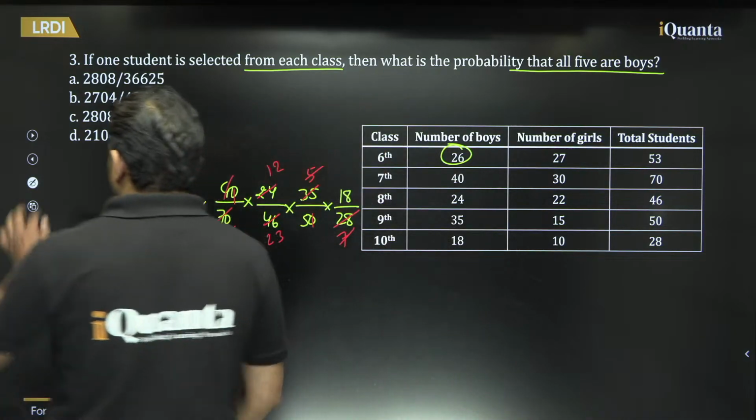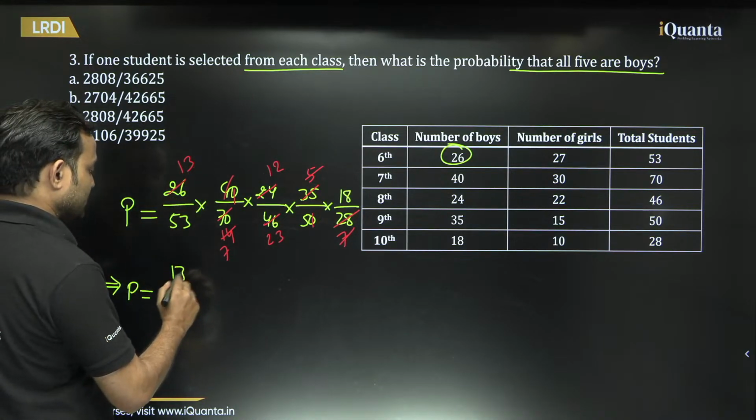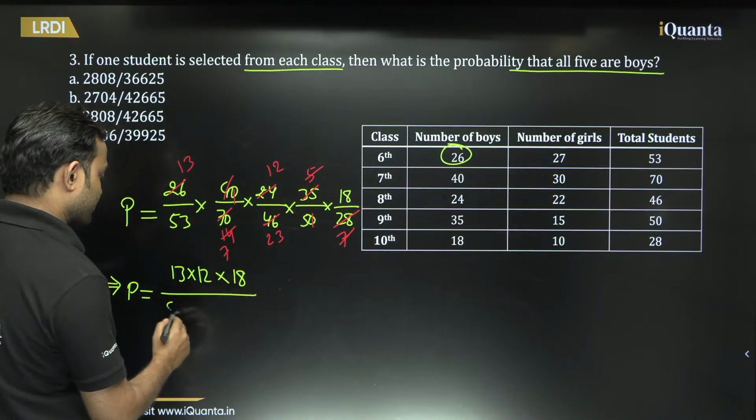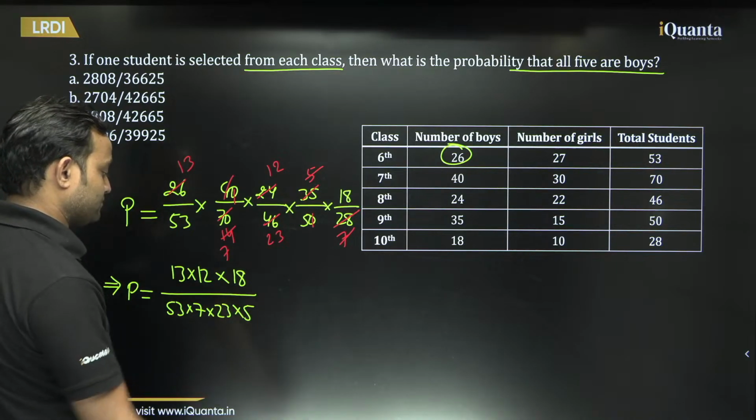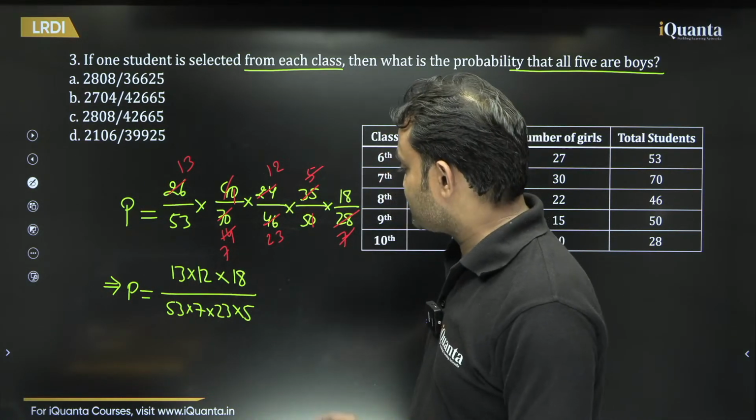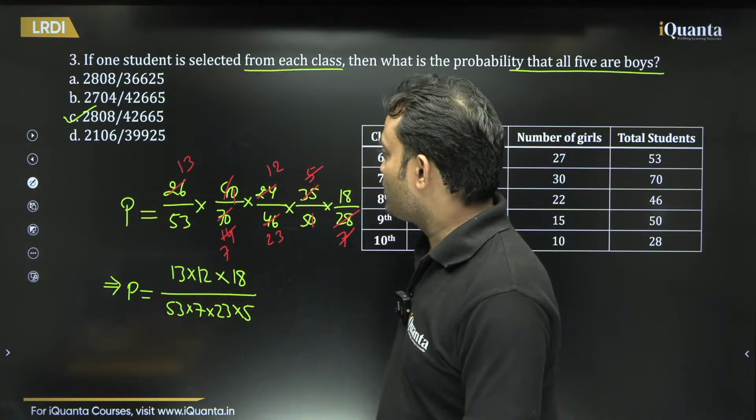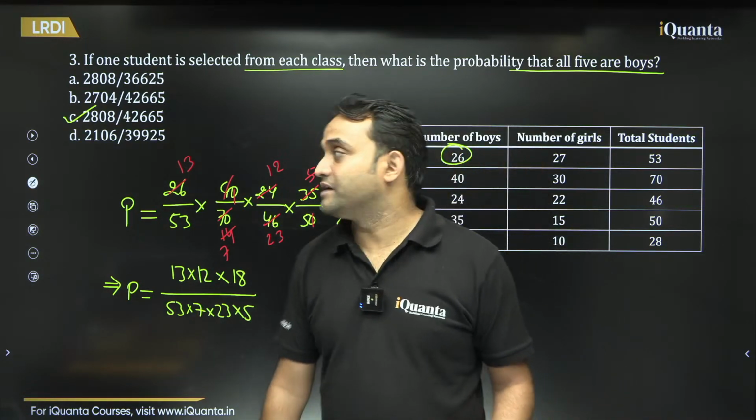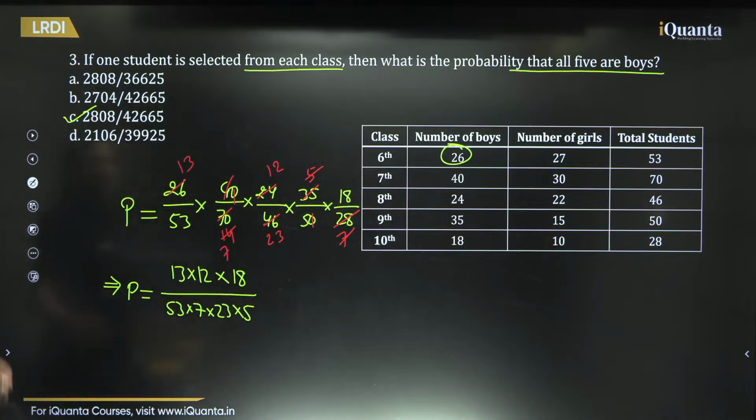So ultimately what we are getting is that P is equal to 13 into 12 into 18 divided by 53 into 7 into 23 into 5, right? This is the product, this is the probability that we are getting. Now, if you multiply this, you get this value, option C, 2808 upon 42665. So option C is the correct answer for this one.